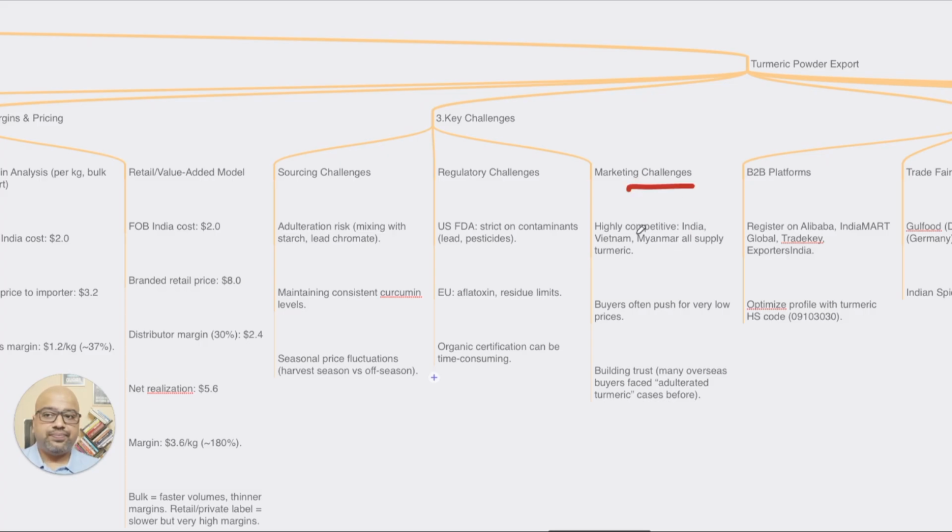Marketing challenges. Highly competitive. India, Vietnam, Myanmar all supply turmeric. So what grade or quality you provide and at what price is going to define whether you get an order or not. If your prices are higher than your competitors', then you need to justify the prices. If it's all the same grade, 5, 5, 5, there's no difference. When you say, okay, my quality is good, on what basis? Your curcumin level is the same, all the limits are the same. Then there is no point, just on your verbal claim, that I'm going to pay more. No, that's not happening.